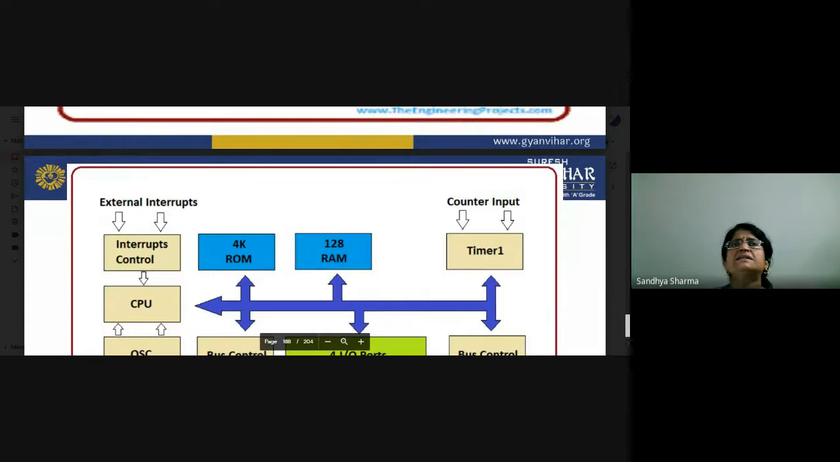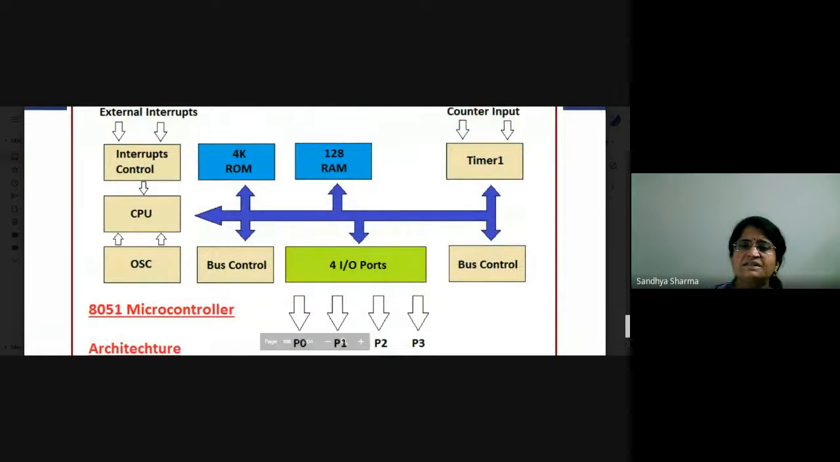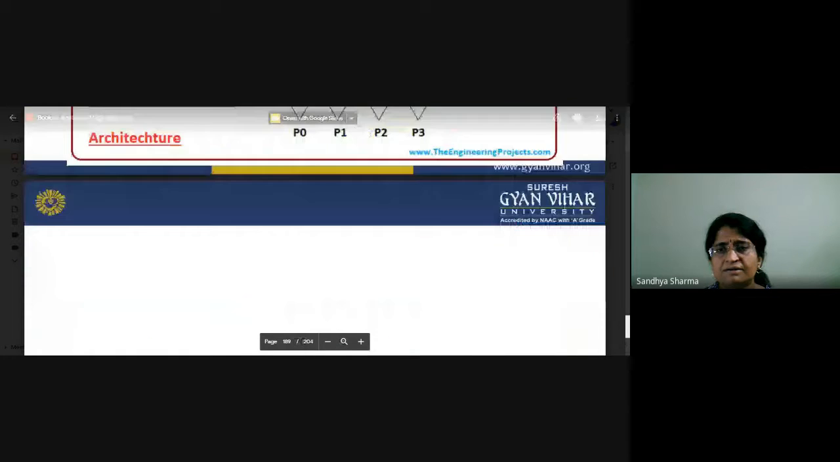But in our lecture we will look at the 8051 microcontroller. That is the basic architecture of our 8051 microcontroller. You can see here four input output ports, RAM, ROM, interrupt control, central processing unit, bus control, and timer. These are all included in the 8051 microcontroller system. RAM, ROM and input output ports are all basic integral parts of our microcontroller system.